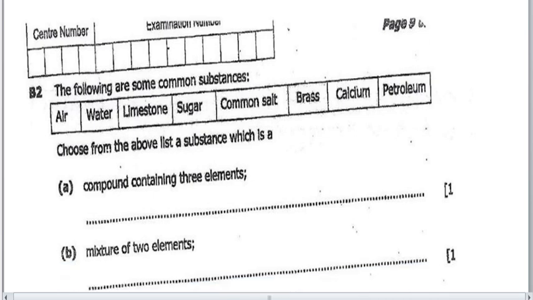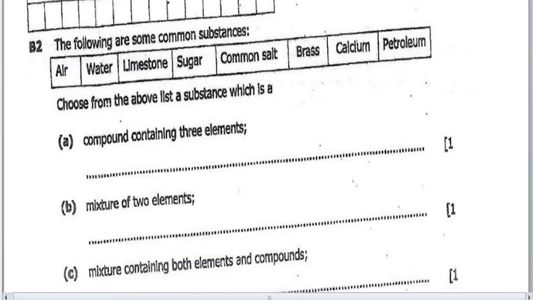We proceed. We look at B2. Question B2. The following are some common substances. Choose from the above list a substance which is a compound containing three elements. I'm sure you're already familiar with this. A compound that is containing three elements, here it is our limestone. So a compound containing three elements is limestone.